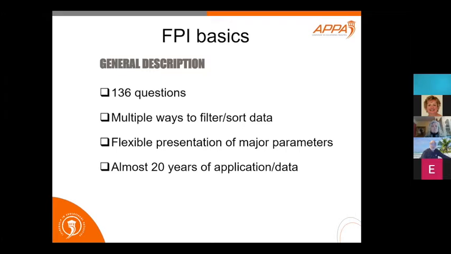And the great thing about the FPI is that it has almost 20 years of data in it. So it's a very rich source of data, particularly if you have been one of those people putting in data for almost 20 years. Alternatively, with some assistance, you can do what I do, which is to study all of that data and see how things are changing over time.